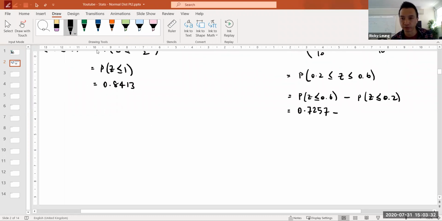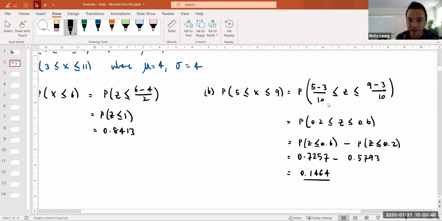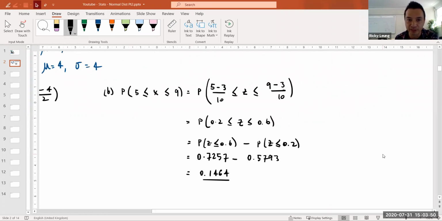What's that? 0.5793. If you do that on the calculator, hopefully you get 0.1464. Yeah. So hopefully that's okay, right? And the last one done in a very similar vein.